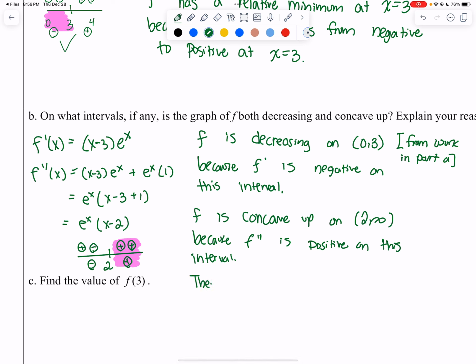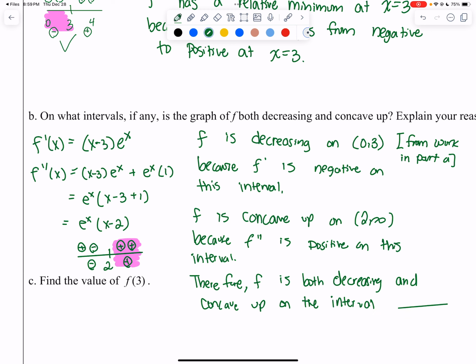Therefore, f is both decreasing and concave up on the interval blank. And of course, we're just going to find out where they are common. Since this is from 0 to 3 and this is from 2 to infinity, this means that it's both decreasing and concave up on the interval 2, 3.